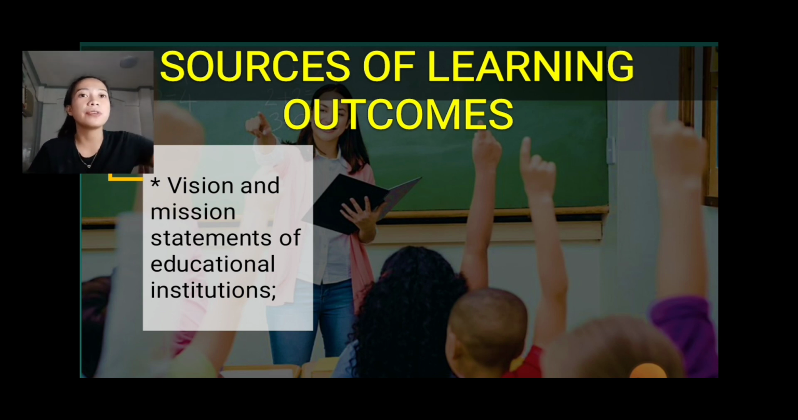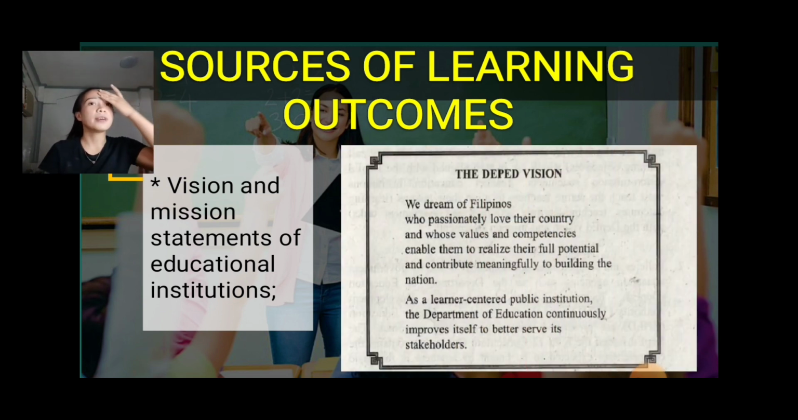institutions. Vision and mission statements are important components of educational institutions' identity and purpose. A vision statement is a statement that defines an organization's aspirations and long-term goals. It outlines what the institution aims to achieve in the future. At the right side, you can see the DepEd vision established by the Department of Education in the Philippines.